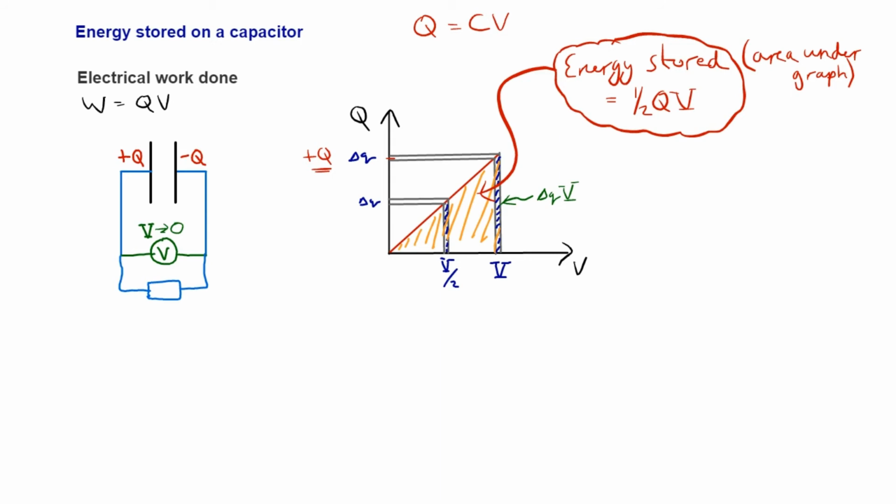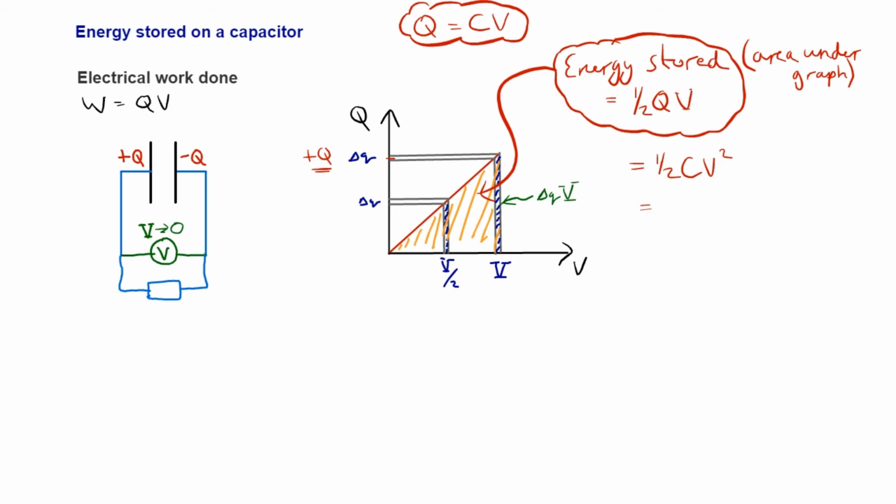There are a couple of other ways of writing that, because Q equals CV, so I can eliminate Q from this equation. Q is CV, so I've got a half times CV times V, which gives a half CV squared. I put the bars on V here for that particular example, but of course in the general case, V is just the voltage that the capacitor is being charged to.